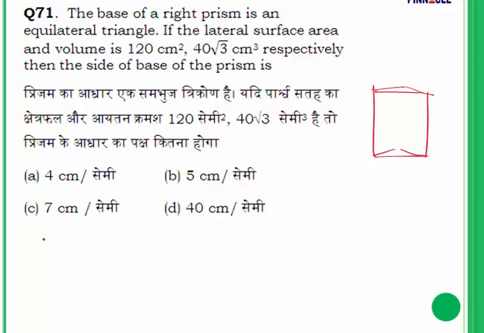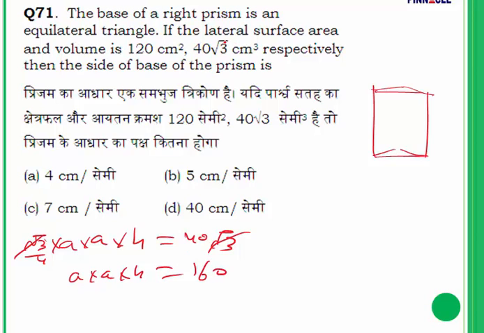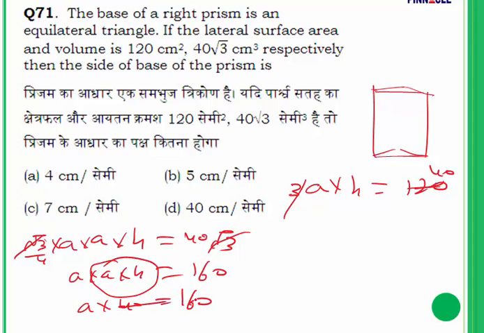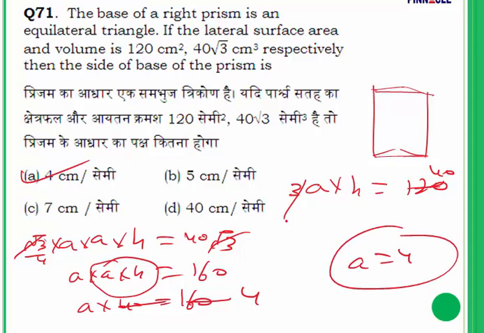Now the volume is area of the base into height, and area of the base is root 3 by 4 a square, because this is an equilateral triangle, into height, which is equal to 40 root 3. The root 3 cancels, and we will have a square into h is equal to 160. In the second expression, lateral surface area means perimeter into height, and perimeter of an equilateral triangle is 3a, into height is equal to 120, or you can say a into h is equal to 40. So a into 40 is equal to 160. You can say a is equal to 4, which we have to find. Value of a is equal to 4.